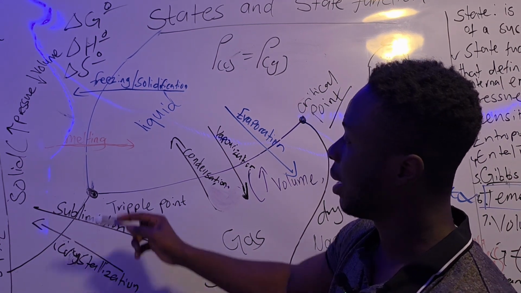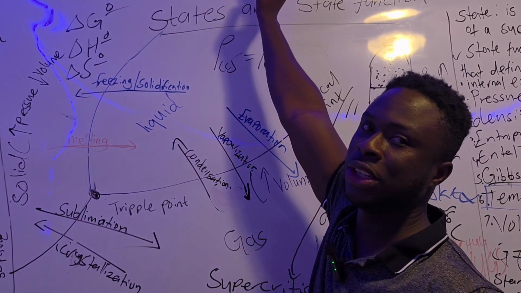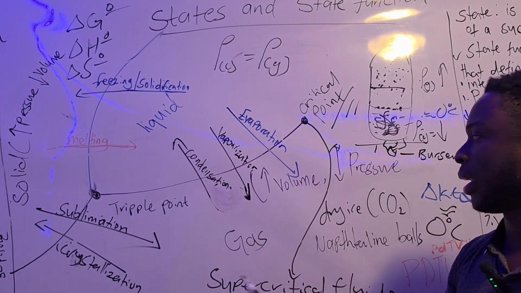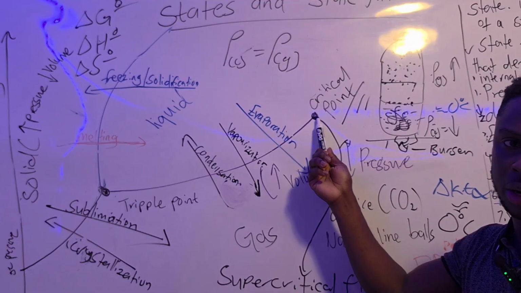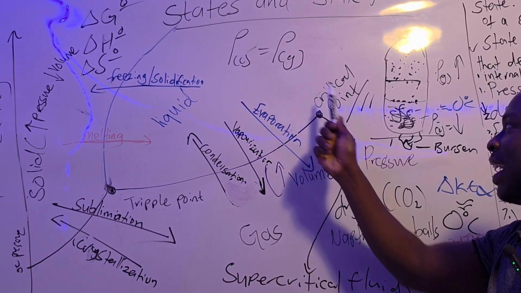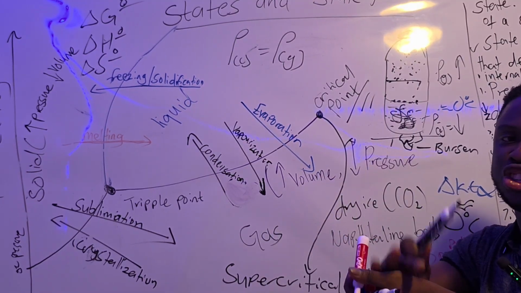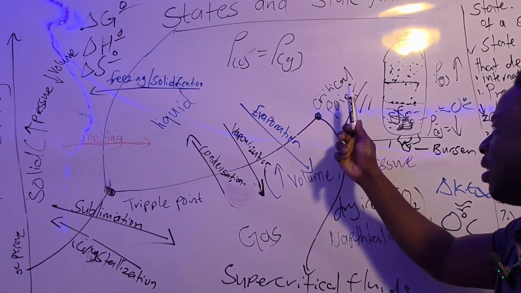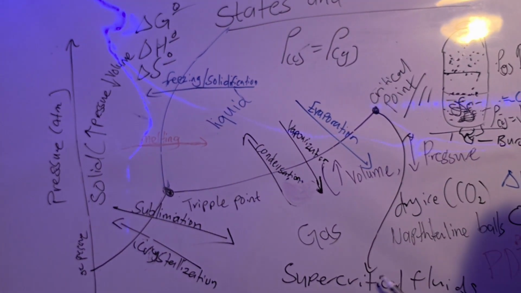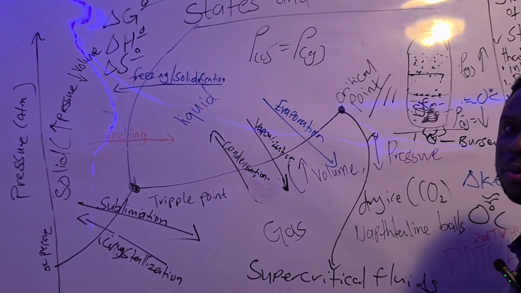And we also said that the boundary between solid and liquid extends indefinitely to infinity. But the boundary between liquid and gas terminates at what we call the critical point, where the density of the liquid is equal to the density of the gas. And that means they are the same. You can't differentiate between a liquid and a gas over there. That is a critical point. And a substance at a critical point is called a supercritical fluid. That is all this is about.